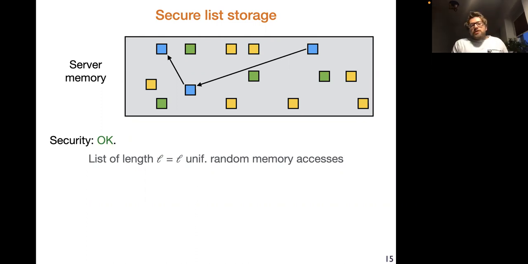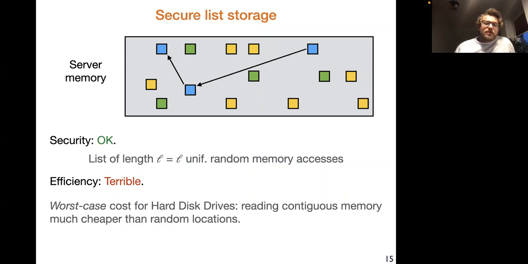But the main problem of this solution is that for a list of length L, you need L uniformly random memory accesses. While this might not seem in theory like a huge disadvantage, in practice it turns out to be quite terrible, because this is the worst case for HDDs when it comes to IO efficiency. HDDs are very good when it comes to reading continuous memory, but for accessing random locations, it's quite bad. So this is not very fast.